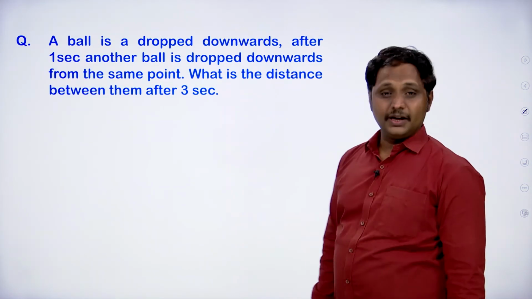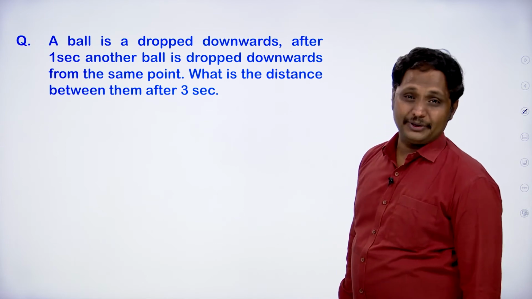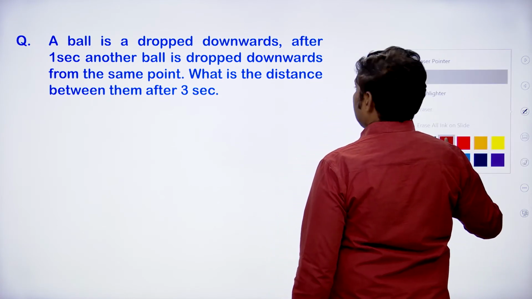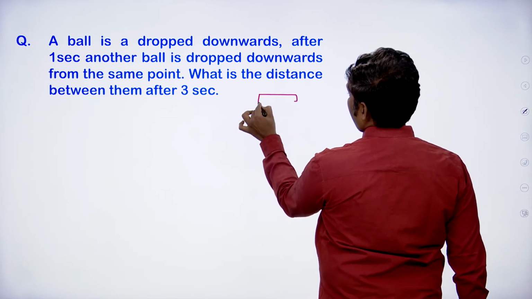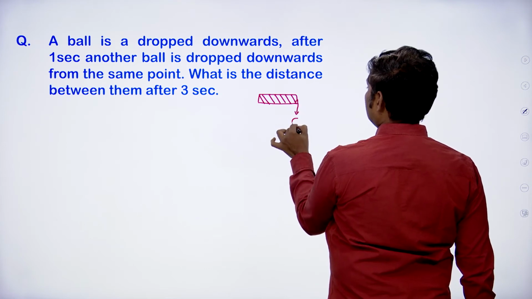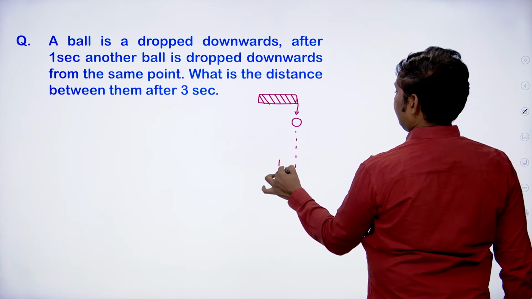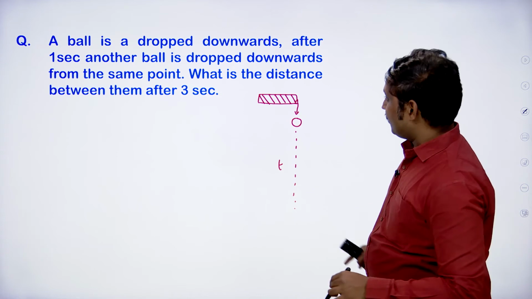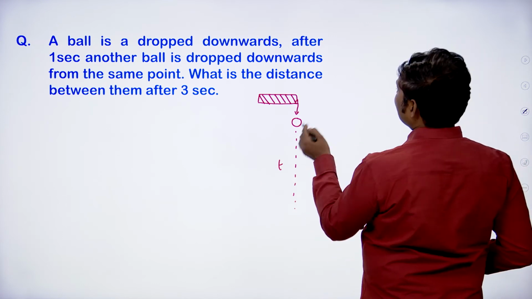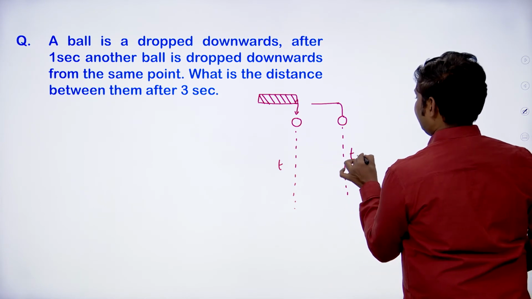Let us go for another problem. A ball is dropped downwards. After 1 second another ball is dropped downwards from the same point. Okay, it is very clear. This is also one kind of problem. This is the height we are having, right. One ball which has been released, here we would like to take t seconds to reach the ground. After 1 second means you can take t minus 1. So, another ball released from the same height is going to reach the ground in t minus 1 seconds.